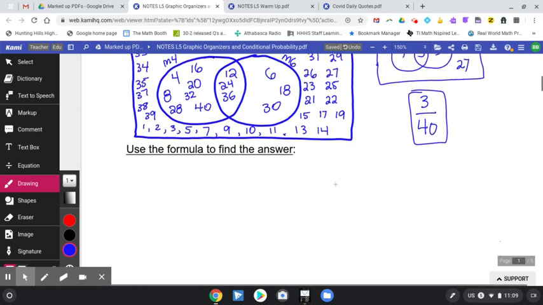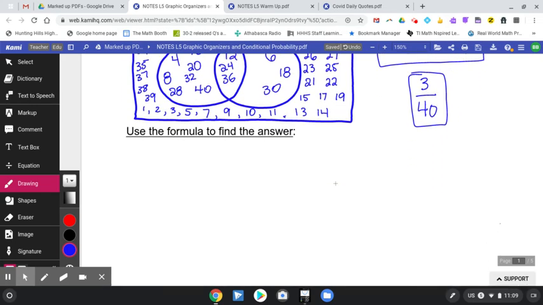Now let's take a look at using the formula. Using the formula here is fairly tricky, so let's do our planning step. We're looking at the probability that we get a multiple of 4 and the probability of getting a multiple of 6 after the multiple of 4 has already been selected. So we've seen this work before. This is our formula for dependent events.